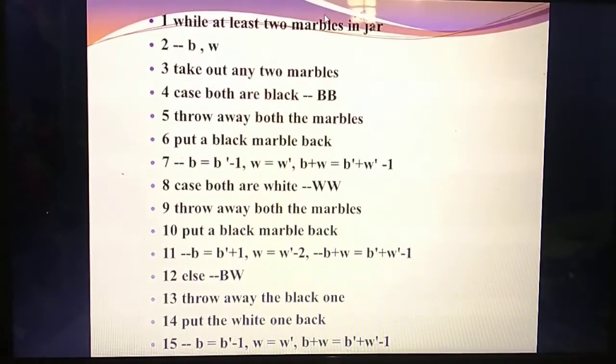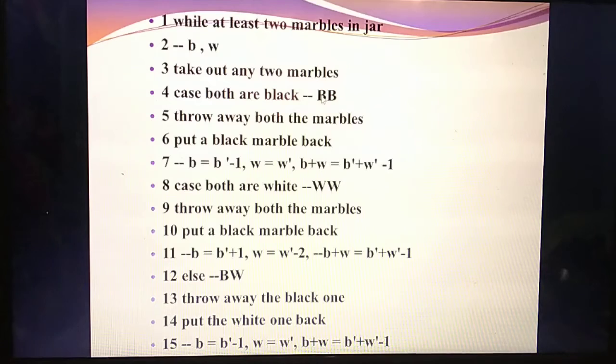If you are going to play the game, what's the condition? At least 2 marbles should be available in the jar. What are the 2 kinds of marbles? Black and white. Understand the first 2 lines? Yes. Next you are going to take any 2 marbles from the jar. First, you are taking the case where both are black. So they are denoted B, B. What do you mean by B and B? 2 black marbles. First thing, you are taking 2 black marbles.